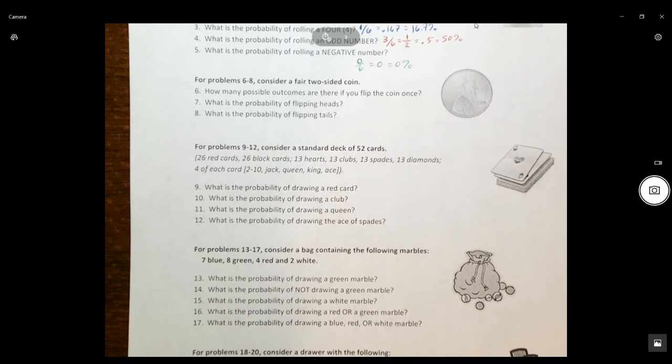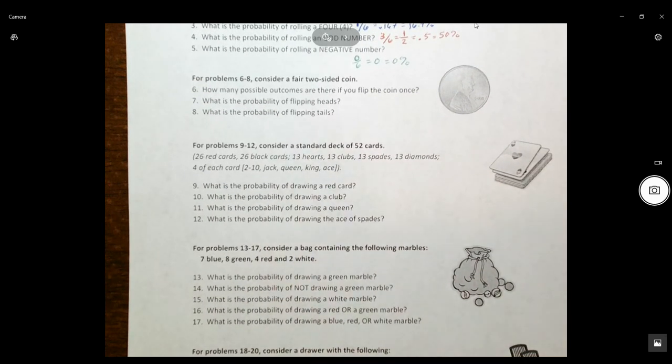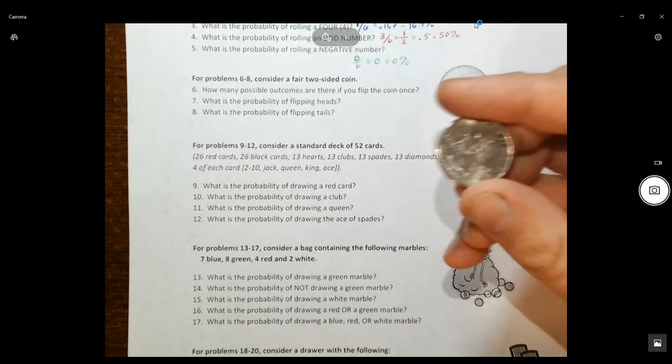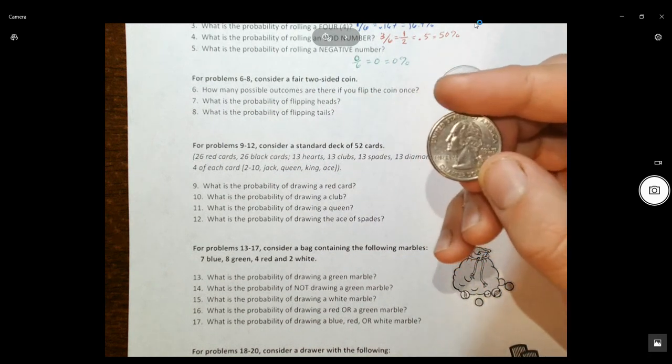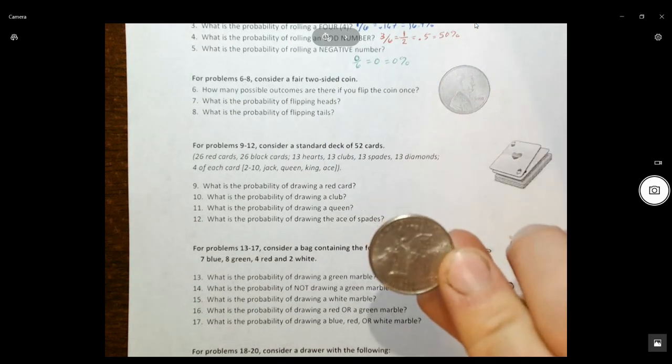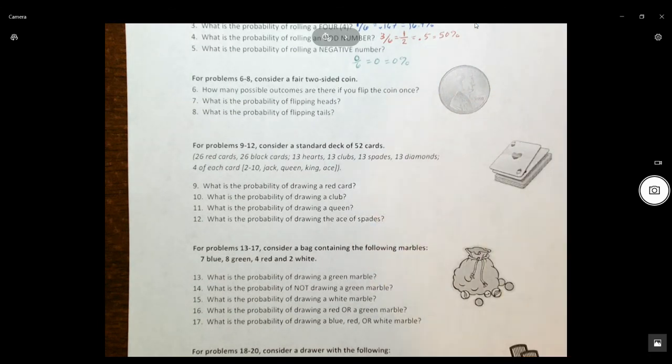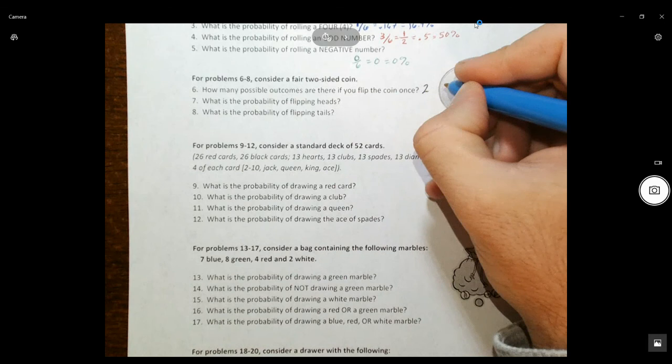Next situation is very simple. It is flipping a coin. So we all know about a coin. I have a quarter here. A coin has 2 different sides. One side is heads, other side is tails. All right, so when I flip a coin, the total number of outcomes I have are just 2, heads and tails.